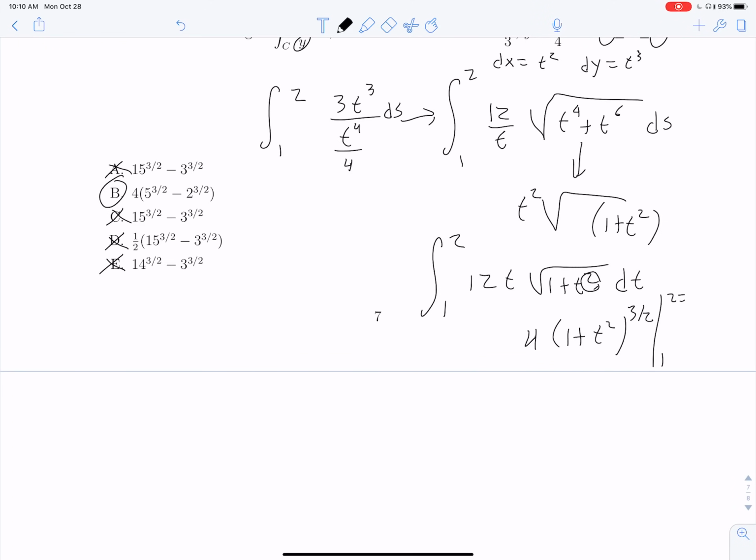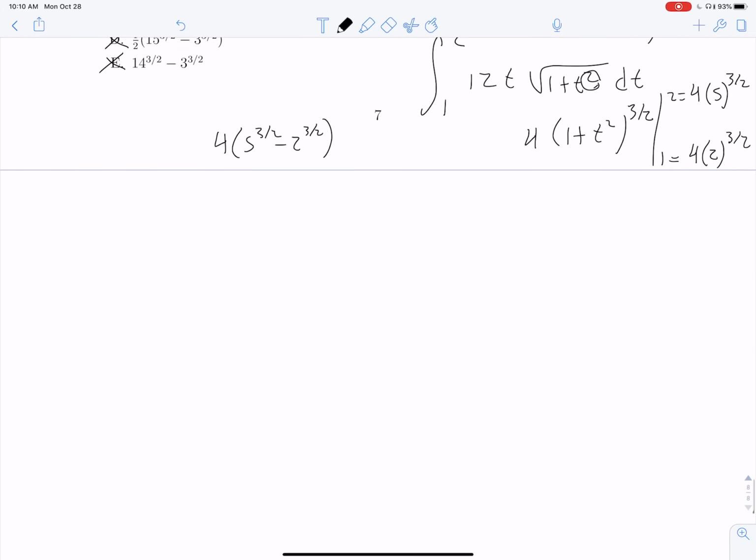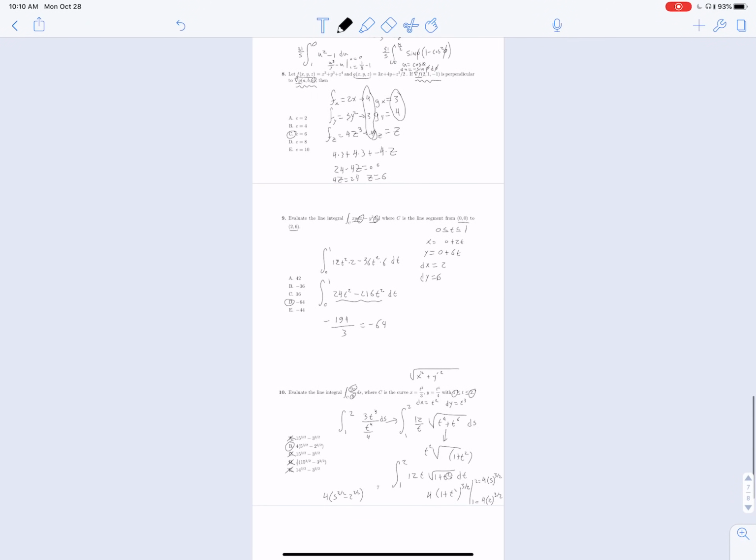Let's just confirm that we did everything else right, though. We're going to get 4 times 1 plus t squared to the 3 over 2. Well, if we plug 2 in for t, we're going to get 4 times 5 to the 3 halves. And if we plug in 1, we're going to get 4 times 2 to the 3 halves. And we see that that is indeed equal to 4 times 5 to the 3 halves minus 2 to the 3 halves. And that's that exam. I hope this was vaguely helpful.